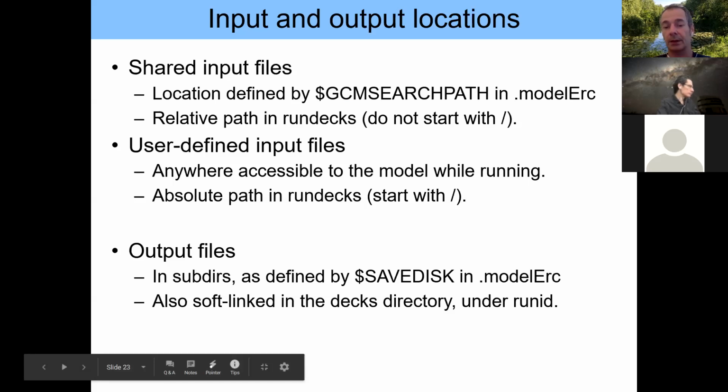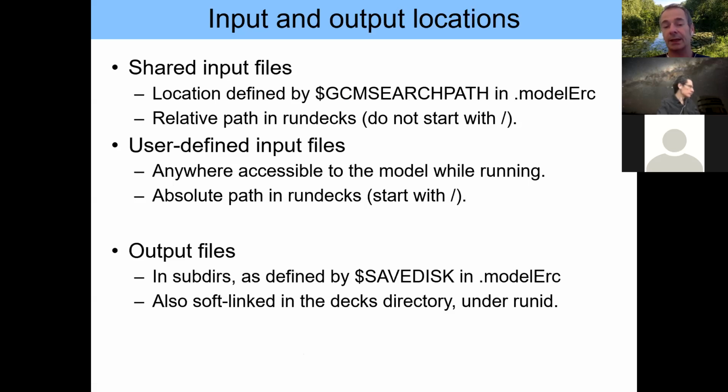To explain that with an example, if in your dex directory you have created a run-deck with the make run-deck command that is called runid, you will have the run-deck in there called runid.uppercase-R, and then there will be a soft link that points to the subdirectory inside save disk with the same name, runid. And then from the dex directory, you can access everything you want.